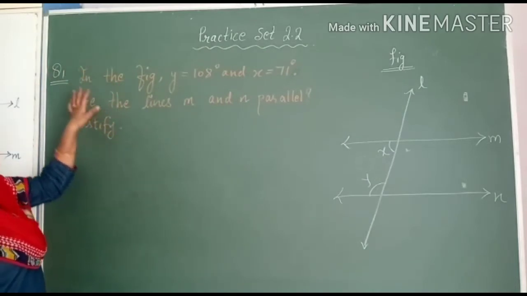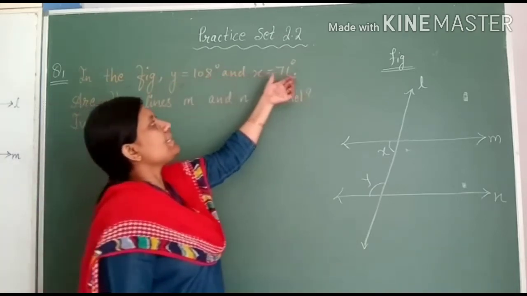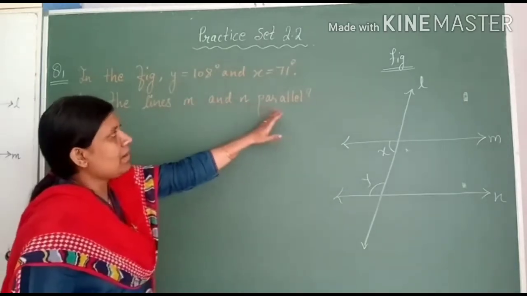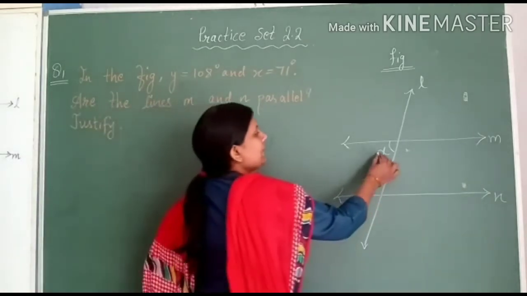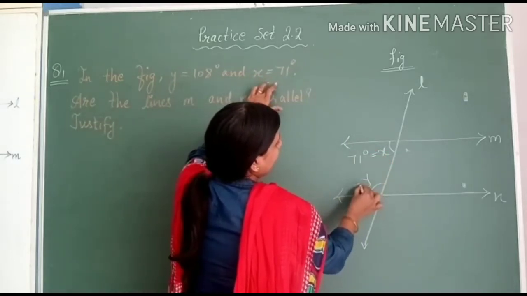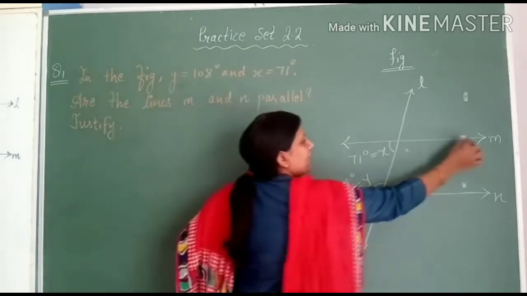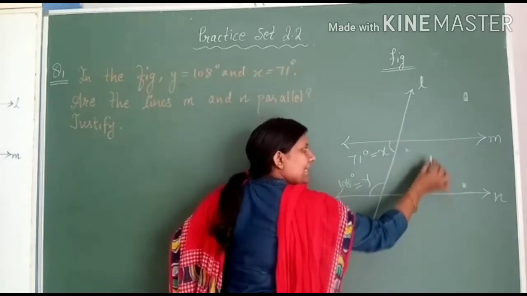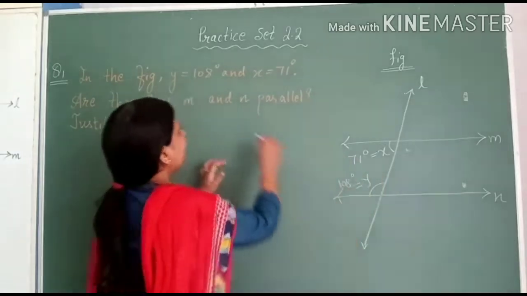What does the question say? In the given figure, angle Y is 108 degrees and angle X is 71 degrees, and the lines M and N are parallel. Justify your answer. What is given to us? Angle X is 71 degrees and angle Y is 108 degrees, for line M and line N. We have to prove that lines M and N are parallel to each other.